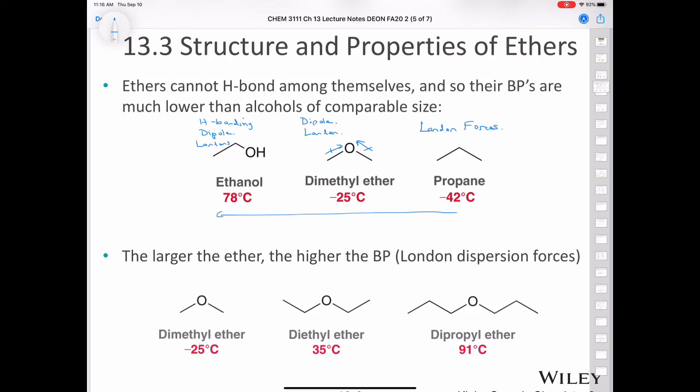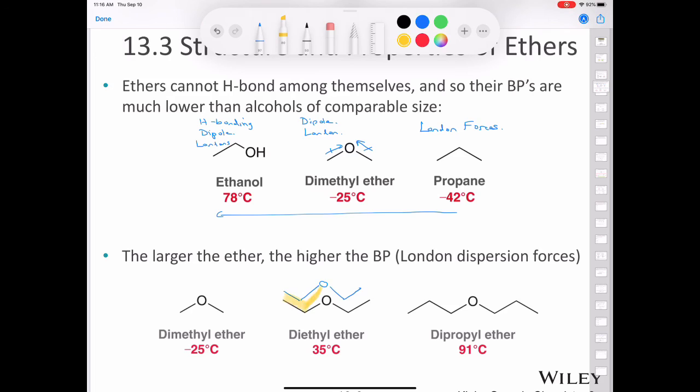What else? It says here that the larger the ether, the higher the boiling point, and the reason why is due to the increased London dispersion forces. If you put another ether here, let's say next to diethyl ether, you can see that there's going to be an increased amount of surface area in contact between these two molecules than there would be if I had two molecules of dimethyl ether. So the longer that ether is, the more opportunity there is for London forces, and the higher the boiling point is. That explains why, as the ether gets larger, the boiling point increases.